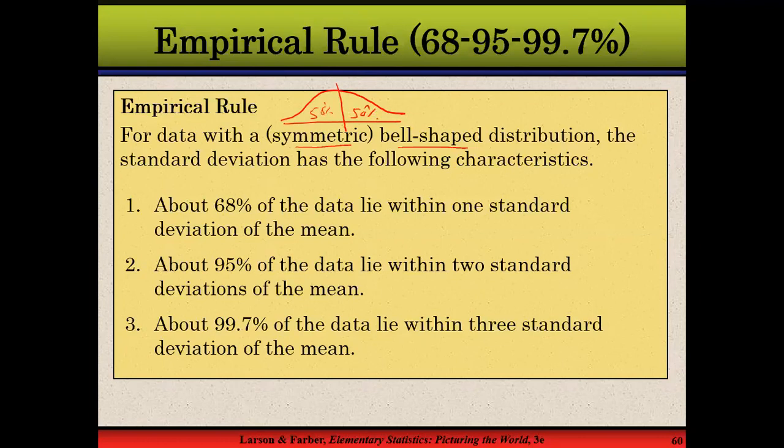Okay. So for the data which is symmetric, bell-shaped, the standard deviation has the following characteristics. So we have a histogram or a polygon, maybe in this shape, where we have the y-axis here and the x-axis here. The data which falls between a certain range is like this: 68% of the data falls within one standard deviation, and 95% falls within two standard deviations, whereas 99.7% falls within three standard deviations.